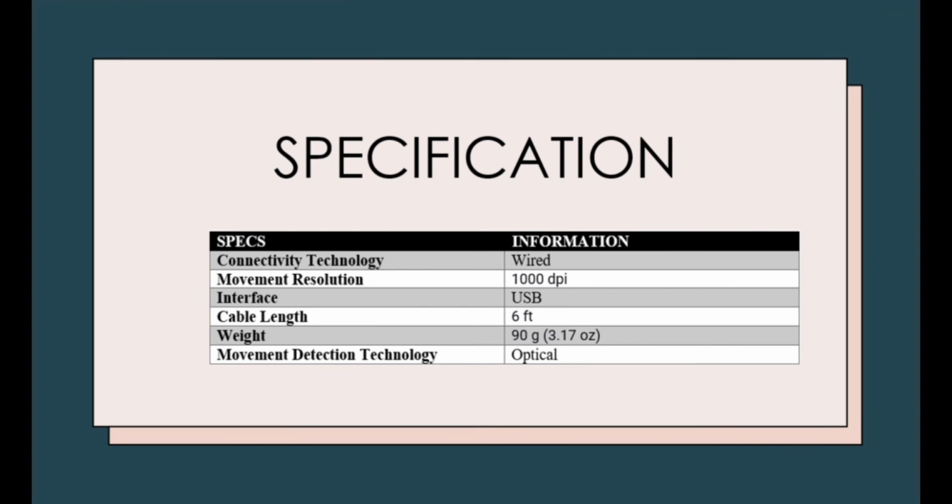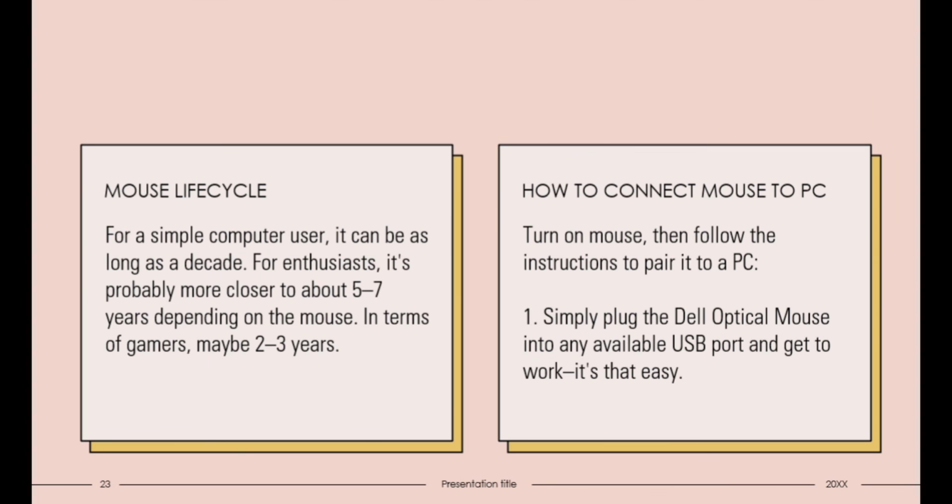This is the specification for a mouse. For mouse life cycle, for a simple computer user, it can be as long as a decade. For enthusiasts, it's probably closer to about 5 to 7 years depending on the mouse. In terms of gamers, maybe 2 to 3 years.